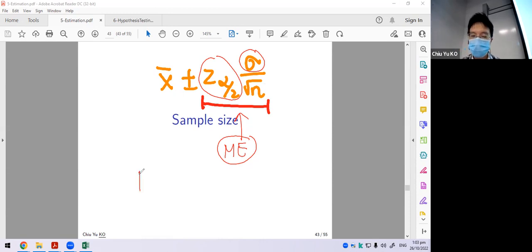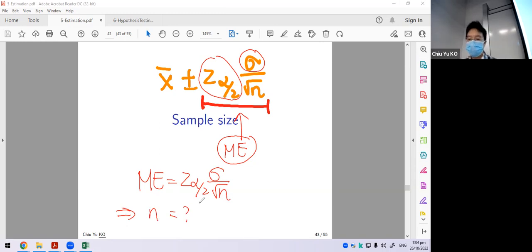So let's write down ME. It's z alpha over 2 times sigma over root n. What we want to do is like high school algebra: we want to write n in terms of the rest.